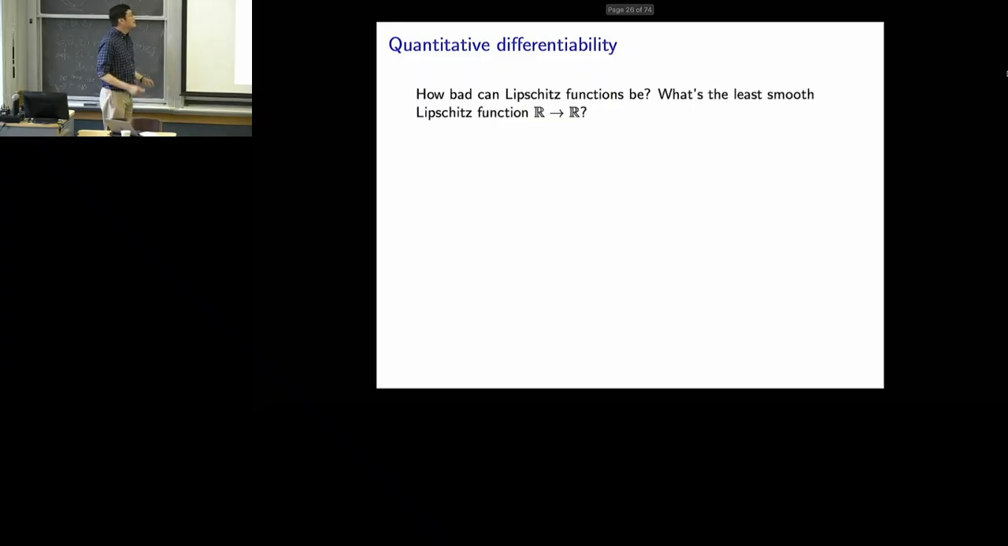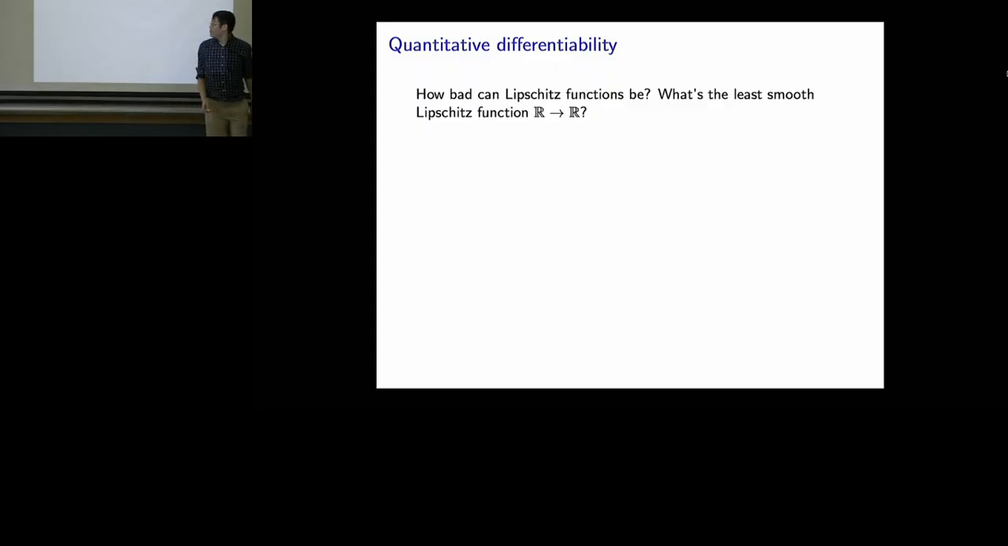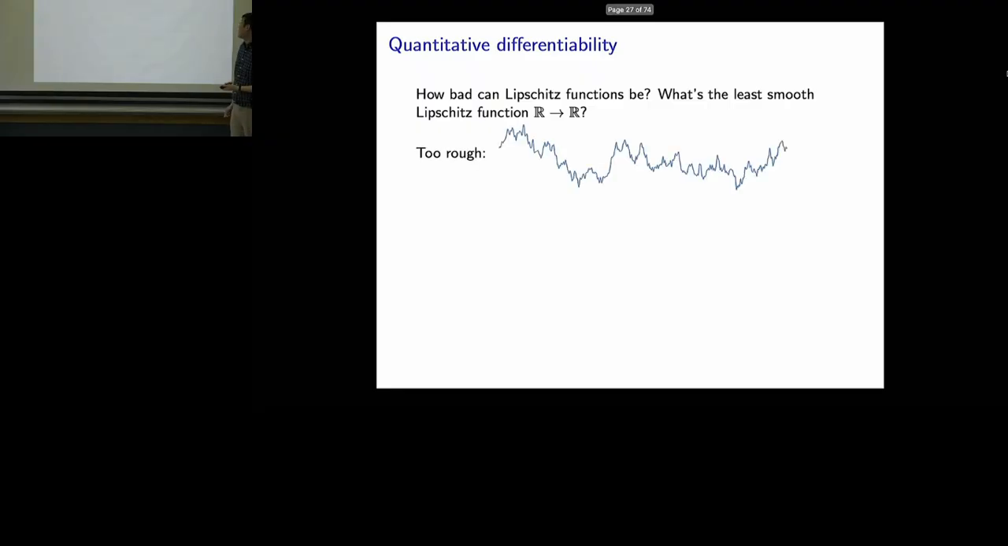Let's try to construct the worst Lipschitz function that you can construct from, say, R to R. Because there's a range of functions you can construct from R to R, this is probably too rough. I mean, it's not a Lipschitz function. The derivative is too large, and the derivative of a Lipschitz function has to be bounded. This is probably too smooth. It looks not quite C2, but very close to C2. You really ought to have corners in the worst Lipschitz function.